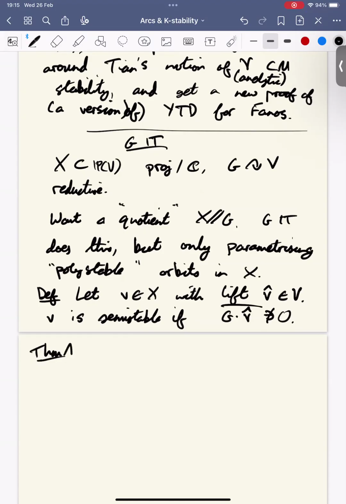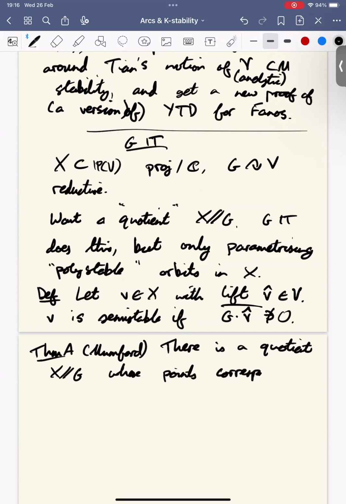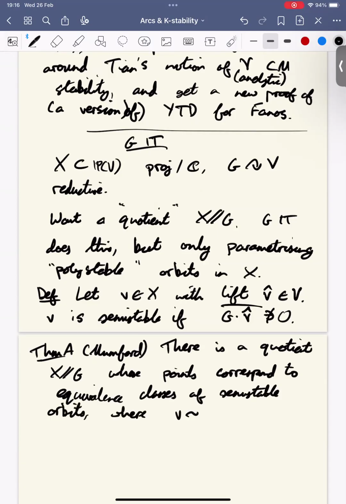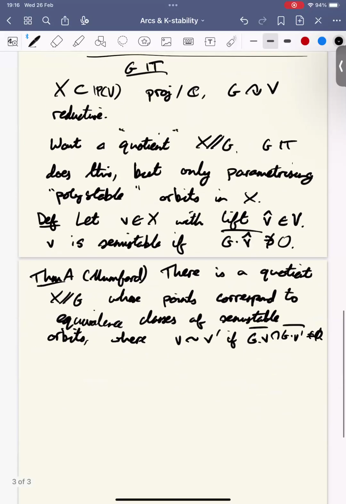So what's the first theorem, which is really the main theorem of geometric invariant theory? There is a quotient. And of course, one should formalize what you mean by a quotient, but I'll leave that implicit. X mod G, which depends on the embedding in projective space, and whose closed points correspond to equivalence classes, it doesn't quite correspond to semi-stable orbits, but it corresponds to equivalence classes of semi-stable orbits. What do I mean by equivalent? I mean that V is equivalent to some V prime if the closures of their orbits intersect. So I'm really parameterizing equivalence classes of closed orbits. There's a theorem that inside this equivalence class, there's a unique closed orbit.